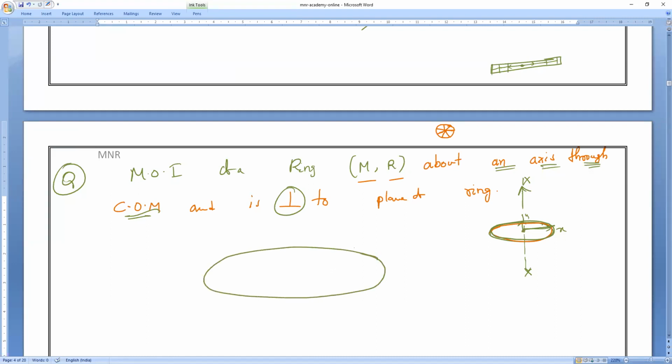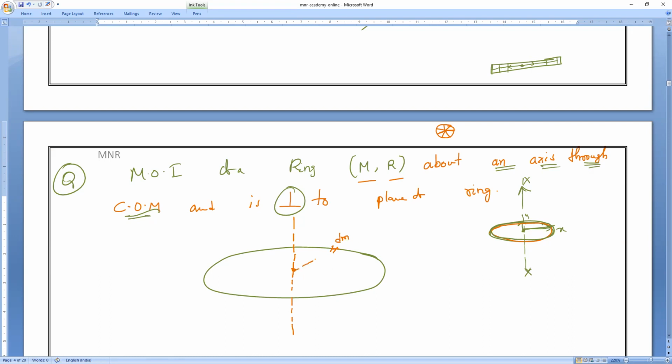So let me take a ring now. The center of mass. This is a plane actually. Perpendicularly the axis of rotation is passing. Now, from the center, I will select any particular part. I have not drawn the ring properly, you can take it. The mass of this part, let me consider dm.